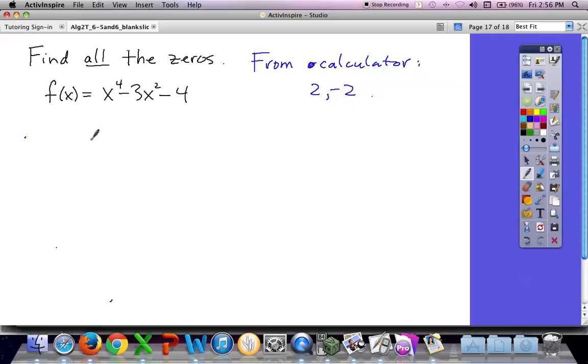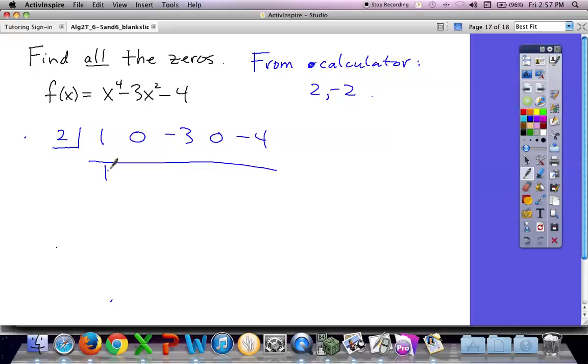Okay, if I do synthetic division, what coefficients do I need to write down for this one? Missing a power of x, 1, 0, -3, missing a power of x, -4. Okay, we're going to divide out both the 2 and the -2. Let me start with the 2.